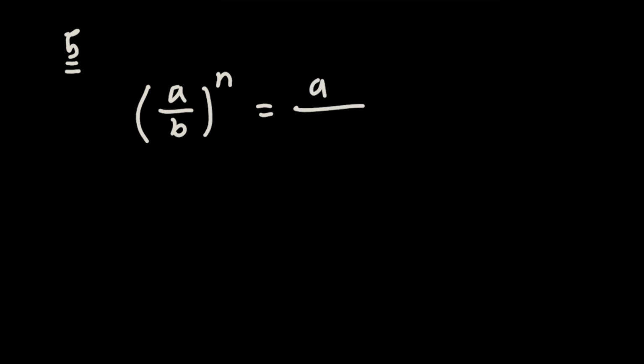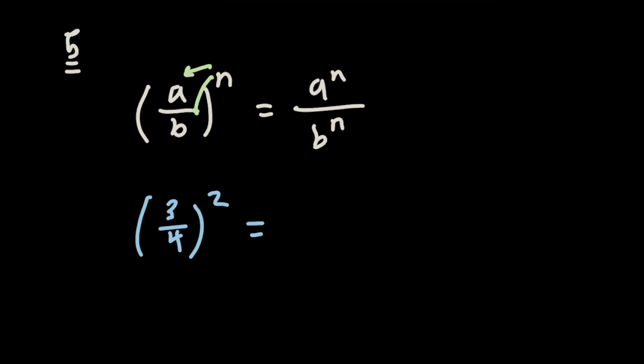Let's see the next property. Property number 5 says if we have a over p all to the power n, we can just rewrite it as a to the power n divided by p to the power n. So basically we are just distributing the power here. Let's see an example. If we have 3 over 4 all to the power 2, that would equal 3 to the power 2 over 4 to the power 2. As you can see here, we are just distributing this power.